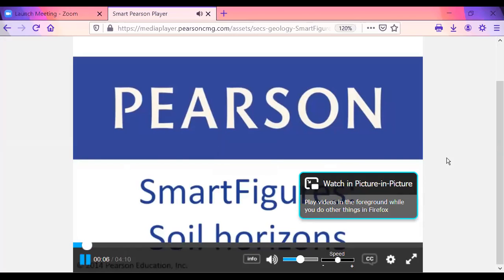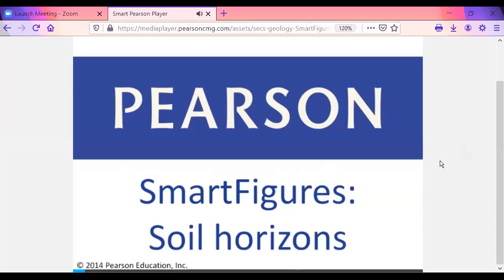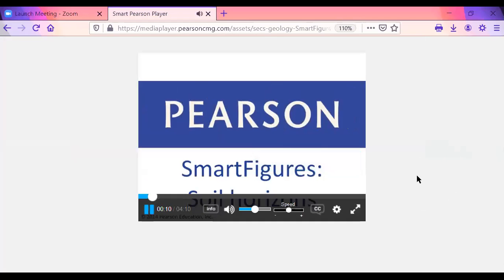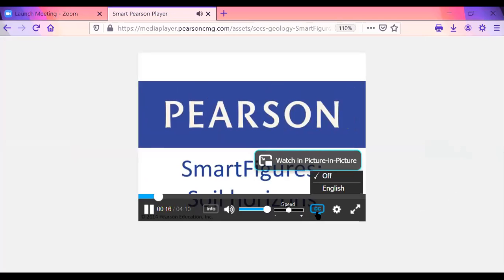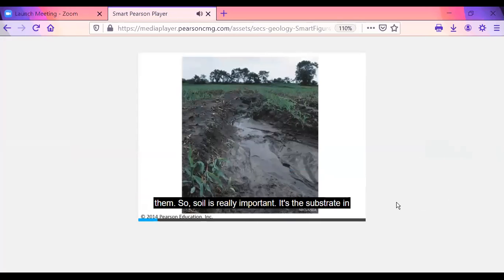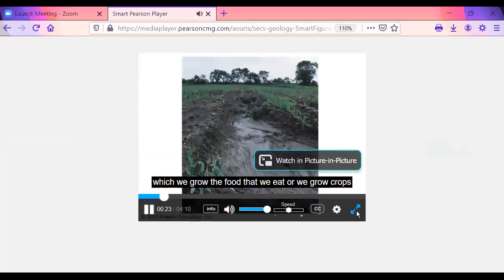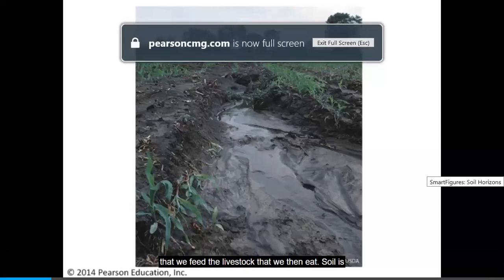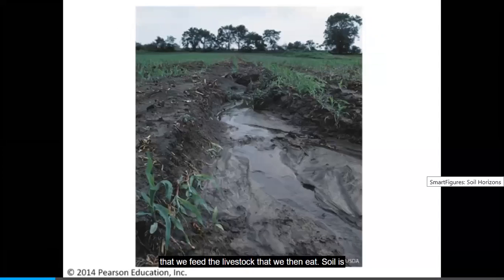After watching this video, you should be able to describe the sequence for the different horizons that are found in the typical soil profile, and you should explain why those different horizons are where we find them. So soil is really important. It's the substrate in which we grow the food that we eat, or we grow crops that we feed the livestock that we then eat. Soil is essential for feeding the human population, so it's important to know something about it.